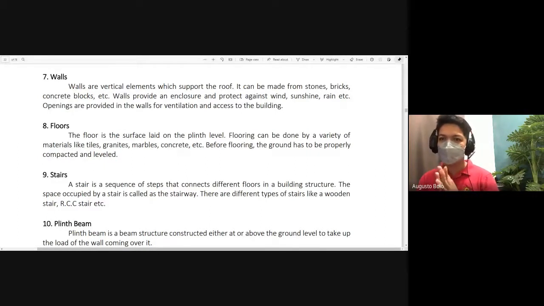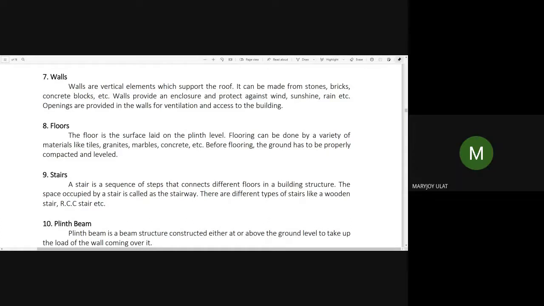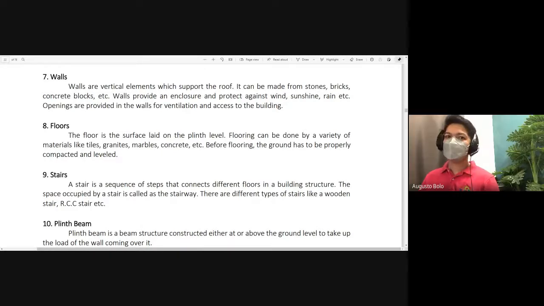Mary Joy Ulat. A stair is a sequence of steps that connect different floors in a building structure. The space occupied by a stair is called the stairway. There are different types of stairs like wooden stairs, RCC stairs, etc. Okay, stairs. The same. We all know stairs.